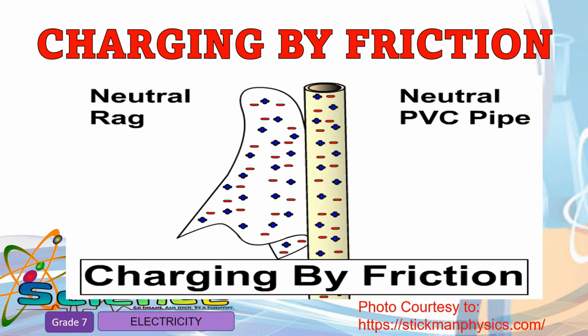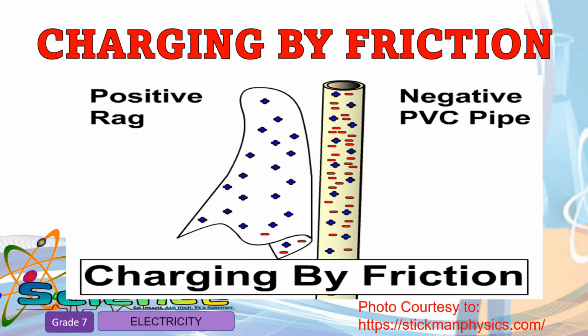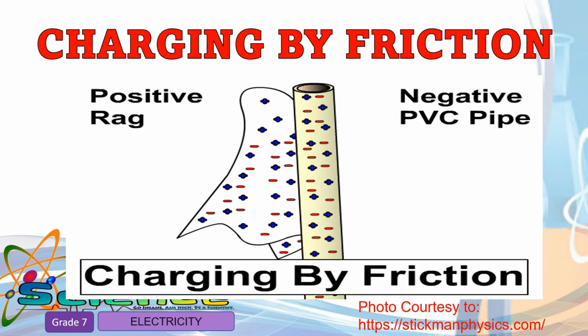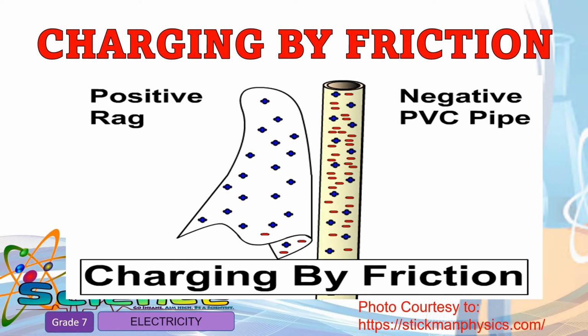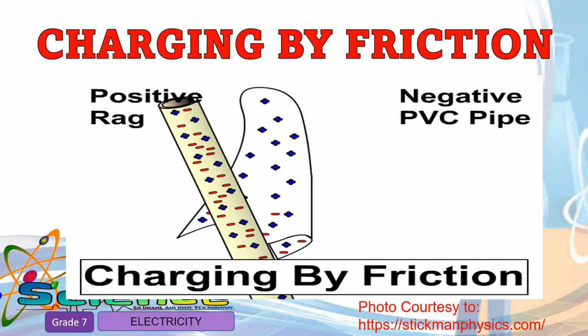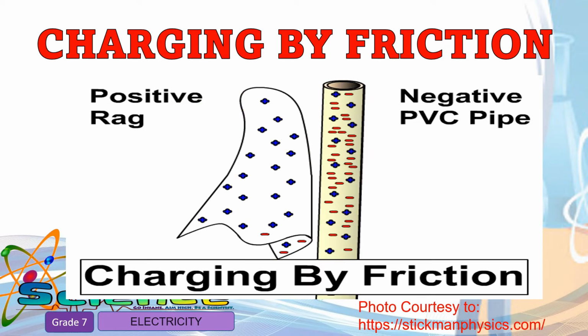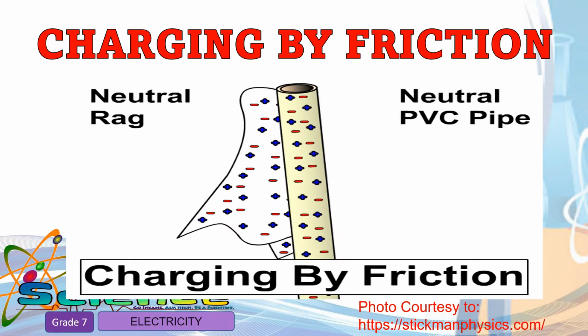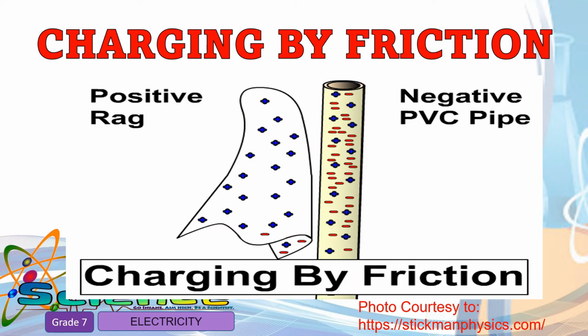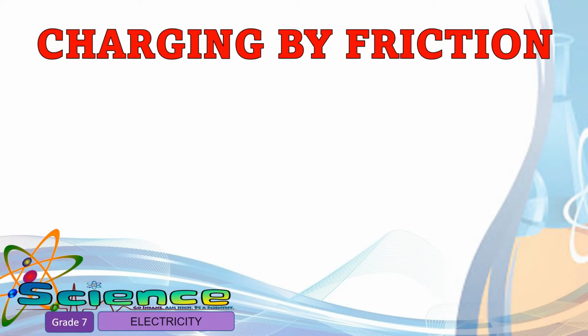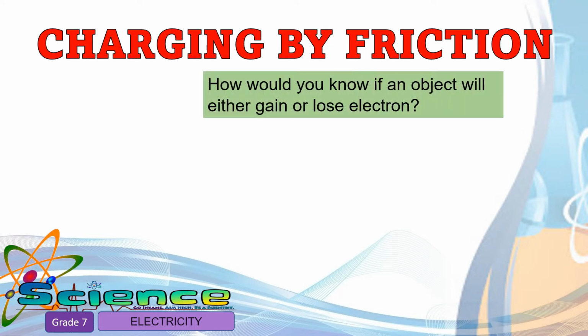Very good! When the PVC pipe is rubbed against the rag, the PVC pipe becomes negatively charged due to excess electrons. Meanwhile, the rag becomes positively charged because it loses electrons. But how would you know if an object will either gain or lose electrons? Which one becomes positively charged? And which one becomes negatively charged?